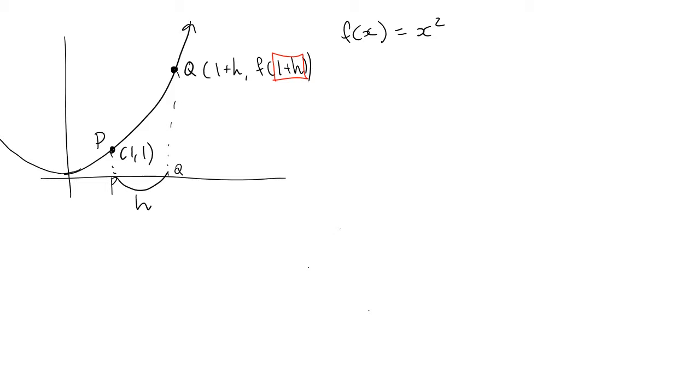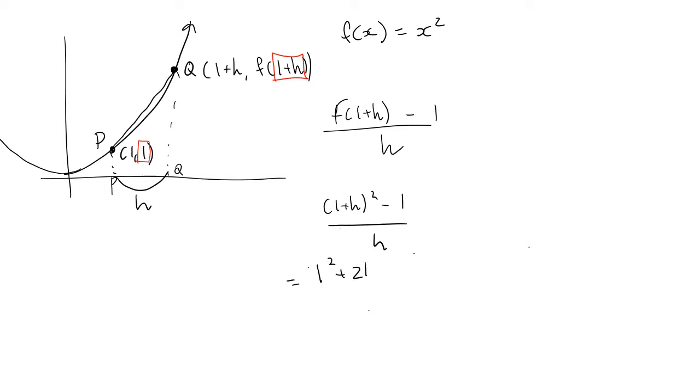Well, maybe not the formula, we can just do it from here. So the gradient of the chord connecting PQ is f of 1 plus h minus f of x, but we know that f of x is 1, and h. Okay. So now we just need to calculate f of 1 plus h. So f of 1 plus h is 1 plus h squared. That's 1 squared plus 2h plus h squared, minus 1, over h.